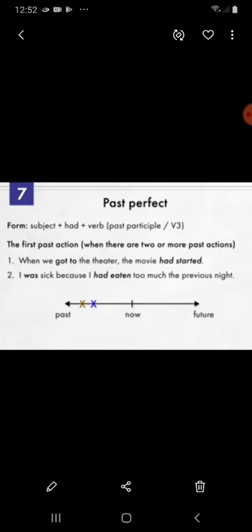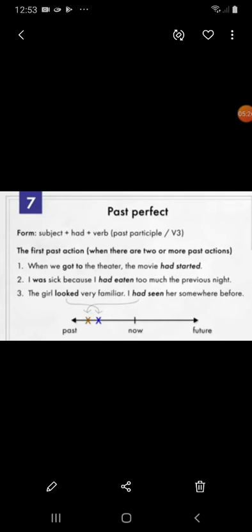All right? So, another sentence goes like the girl looked very familiar. I had seen her somewhere before. Right? Now, first I had seen her somewhere before, maybe a few years before. So she looked very familiar. Now, Joel rushed to his boss' office, but she had gone home already. She, meaning the boss, had gone home already. So when Joel rushed to see her, she wasn't there.